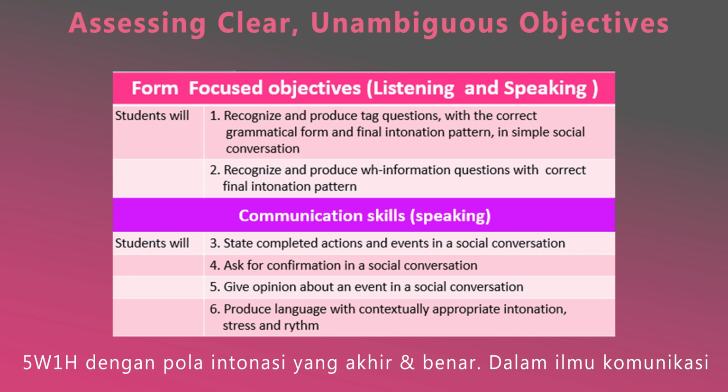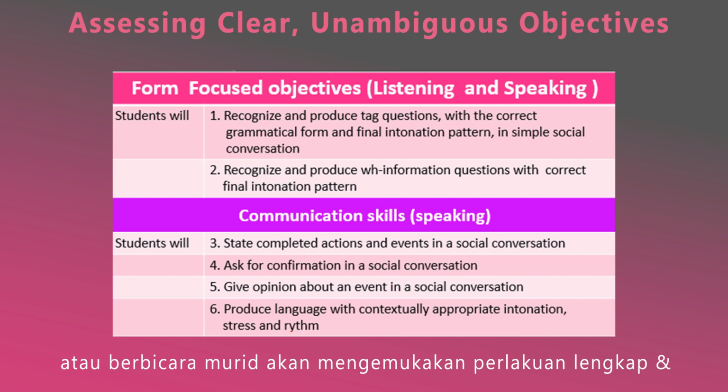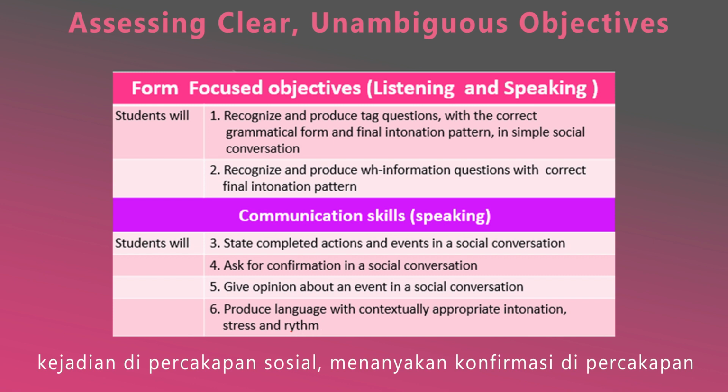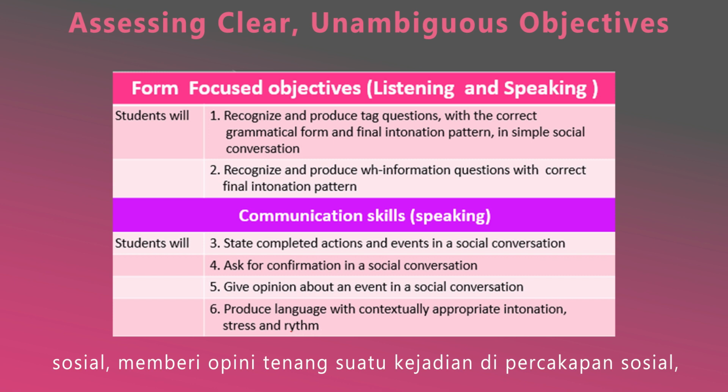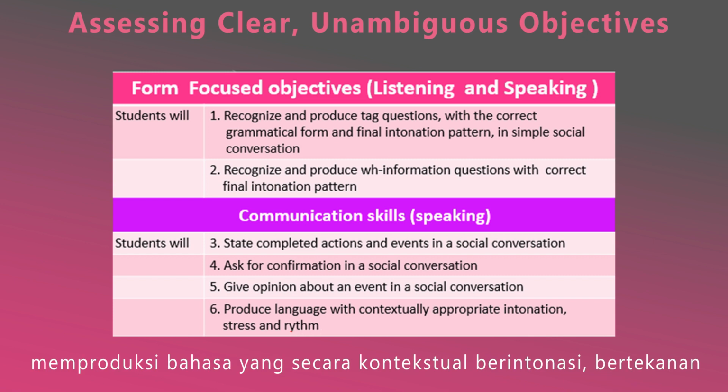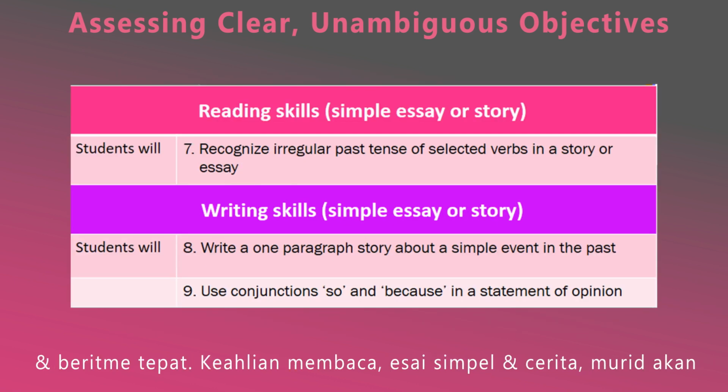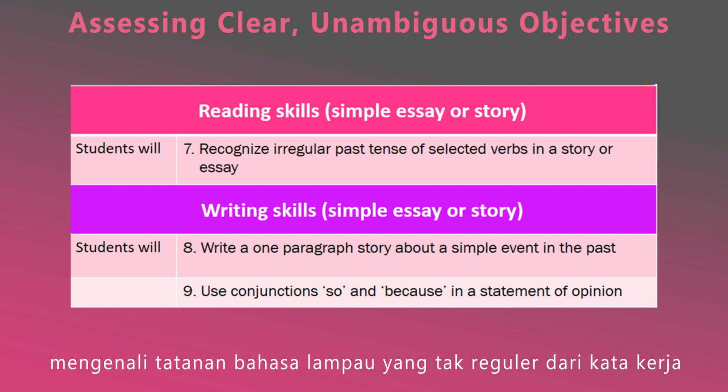In communication skill or speaking, students will state completed actions and events in a social conversation, ask for confirmation in a social conversation, give opinion about an event in a social conversation, produce language with contextually appropriate intonation, stress, and rhythm. In reading skill, simple essay or story, students will recognize irregular past tense of selected verbs in a story or essay.